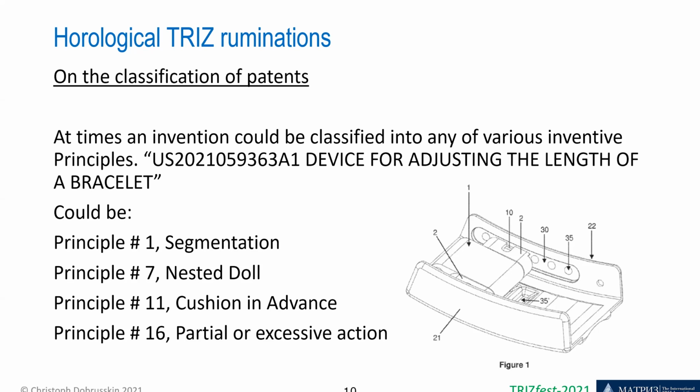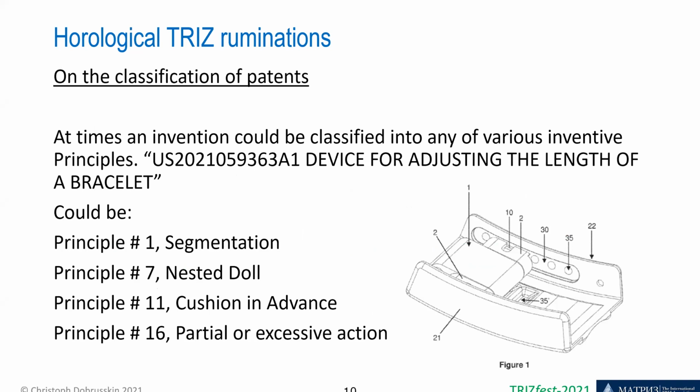Now, the question here would be, which principle was actually applied? Because instead of having one hole, you have many. It could be segmentation. On the other hand, this element number 1 sits inside the clasp, so it's hidden from view. So couldn't it be also nested doll?